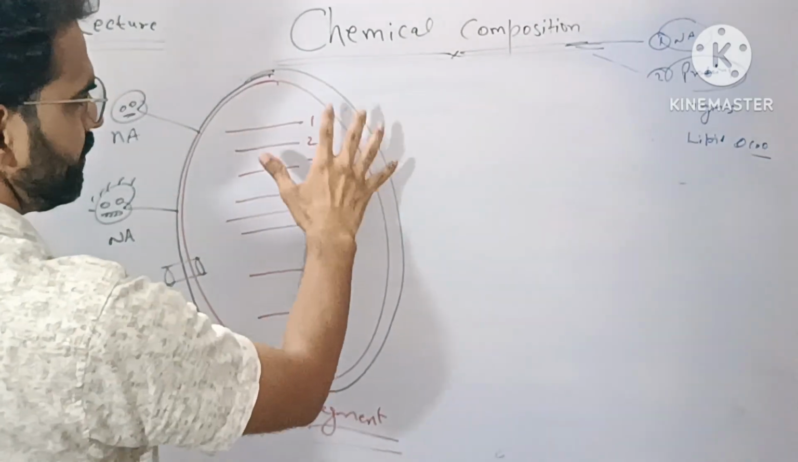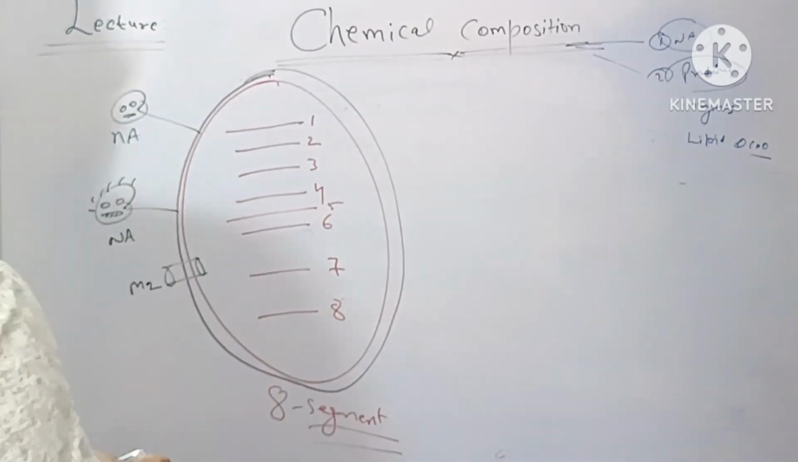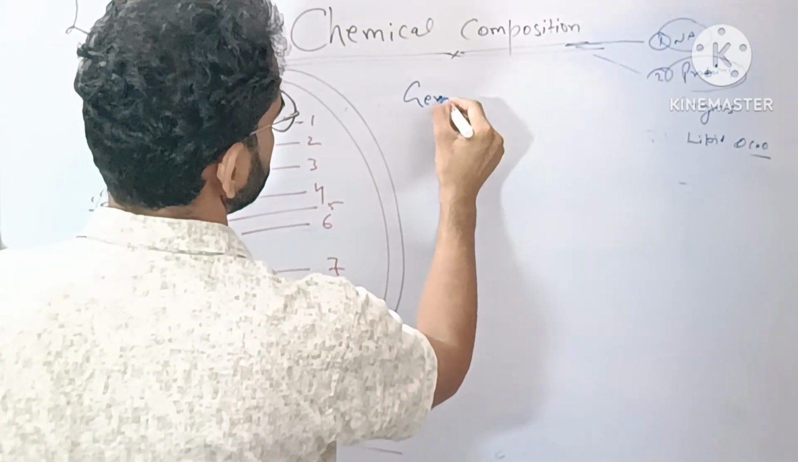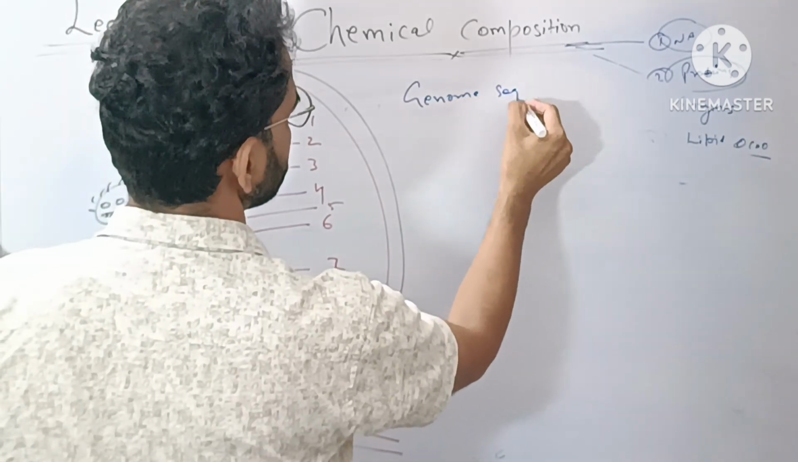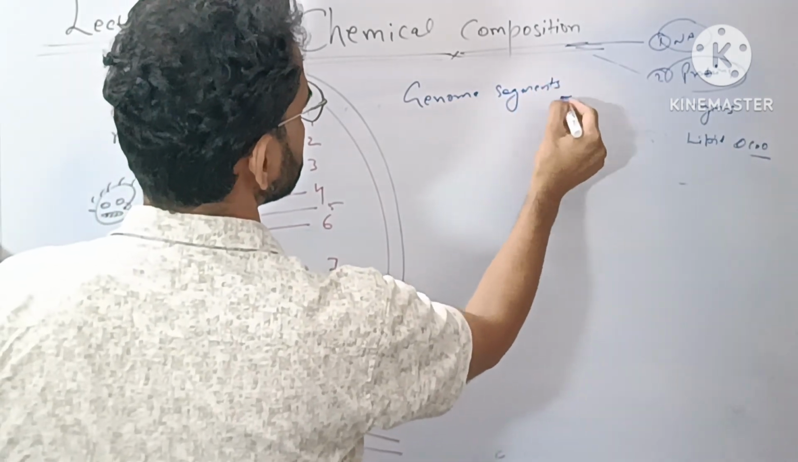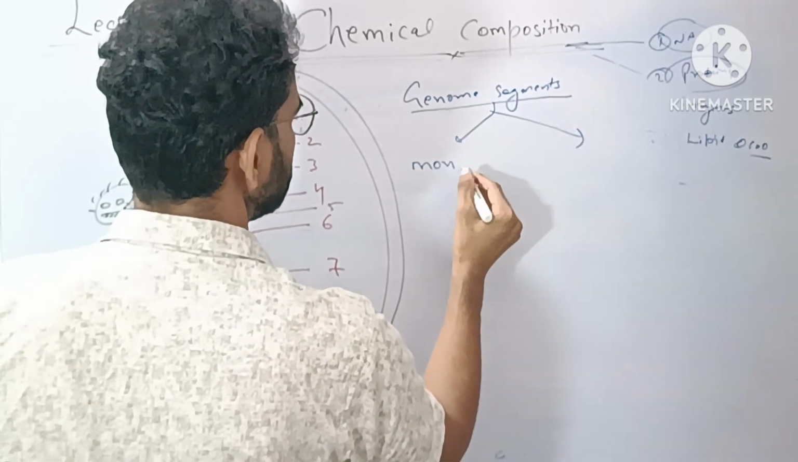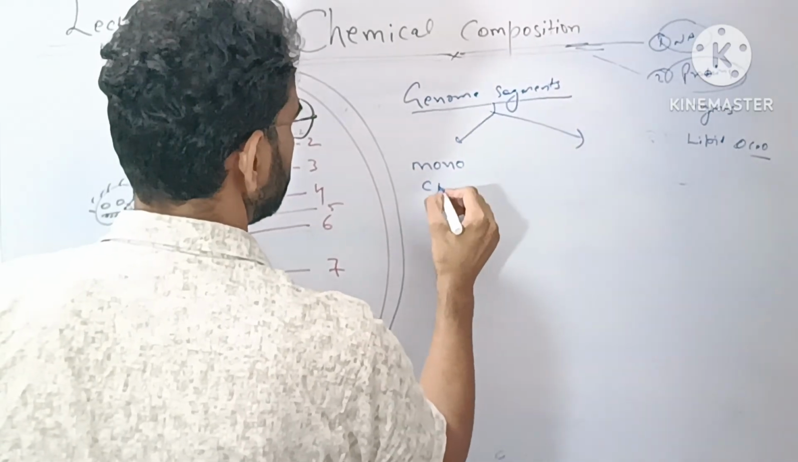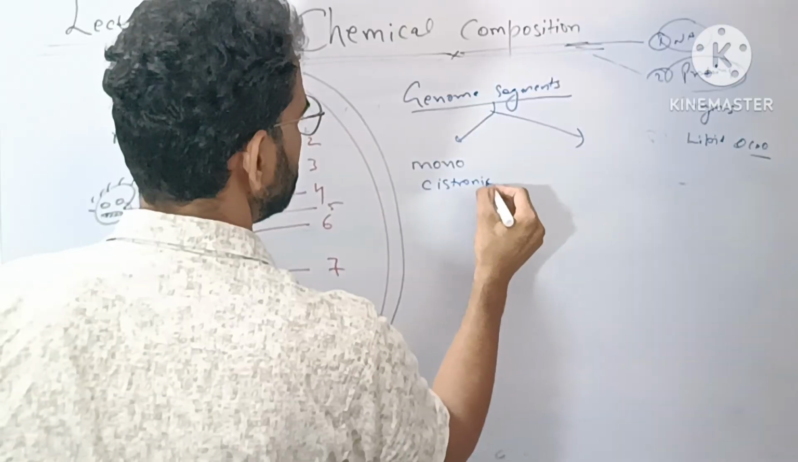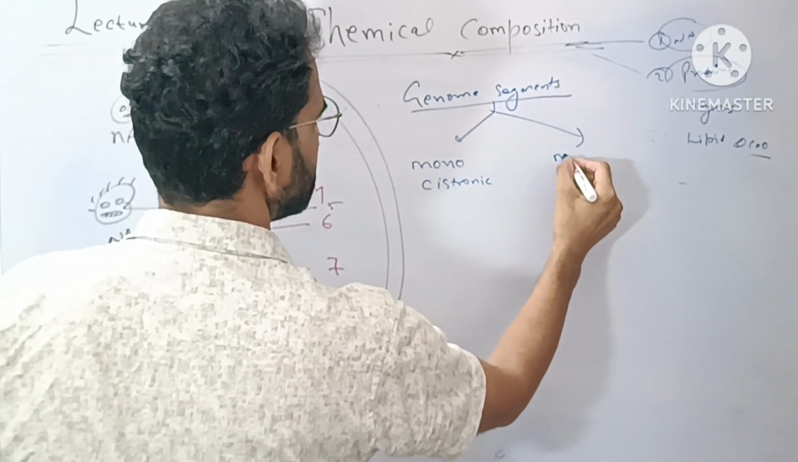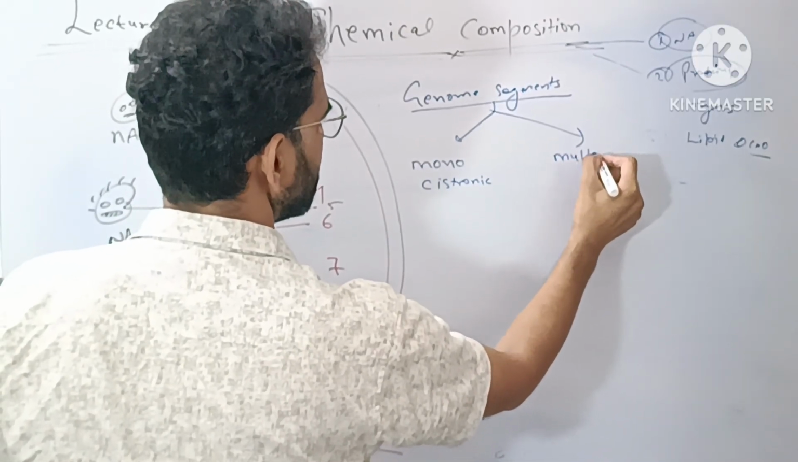So genomic segments. We discussed the segments. These genome segments code for proteins. These segments could be monocistronic or polycistronic or multicistronic.